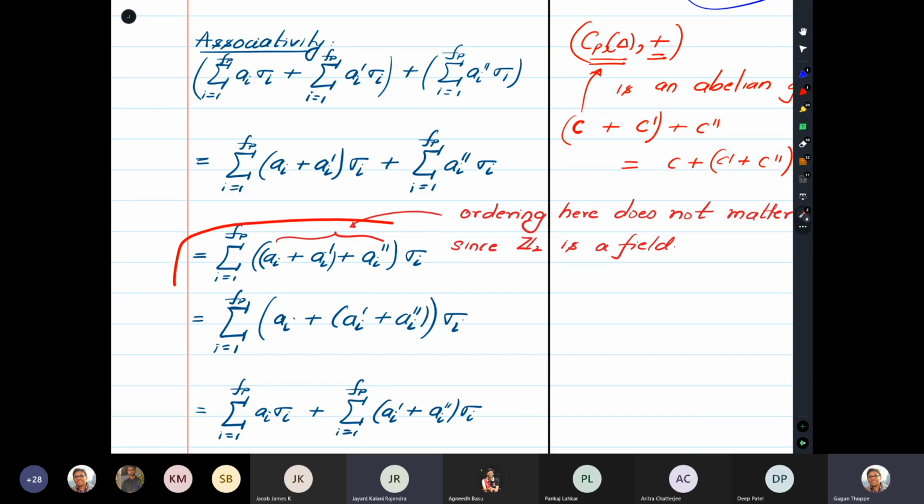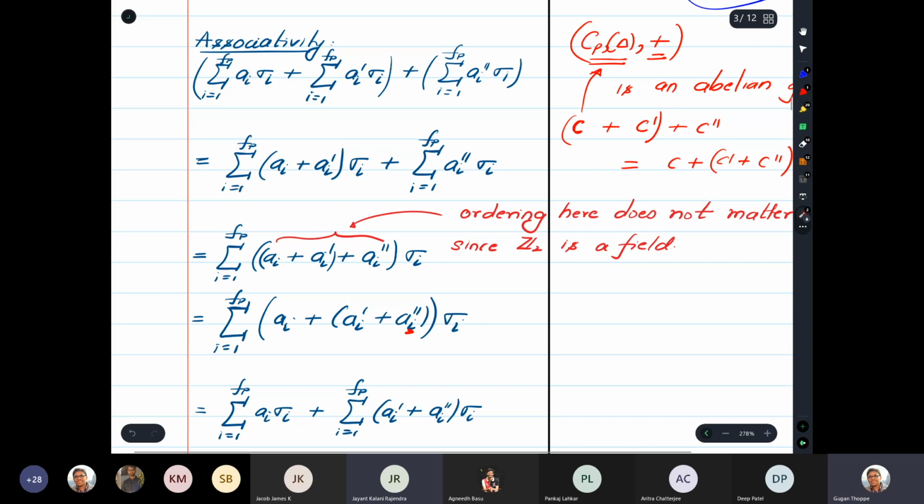But then I notice that the addition I am performing within this big round bracket is addition of elements from Z2. Now Z2 is a field, which means that the addition operation and the set Z2 together form an abelian group. So there the associativity property holds. So the order in which I add a_i, a_i' and a_i'' doesn't matter. So I can write this in this sense.